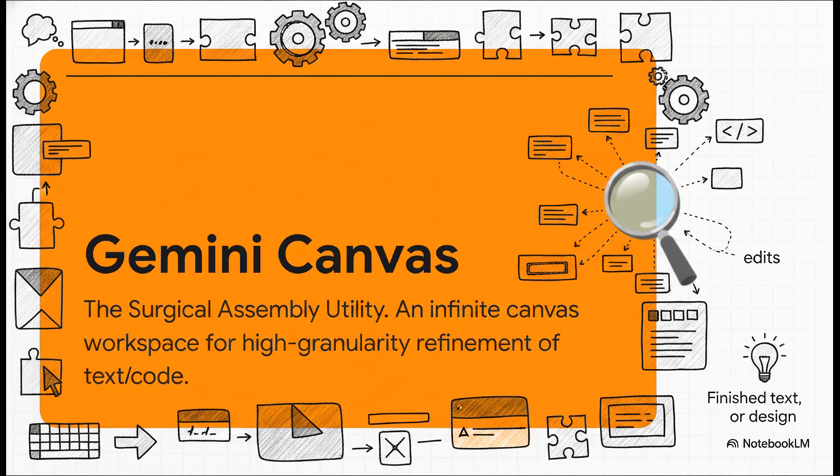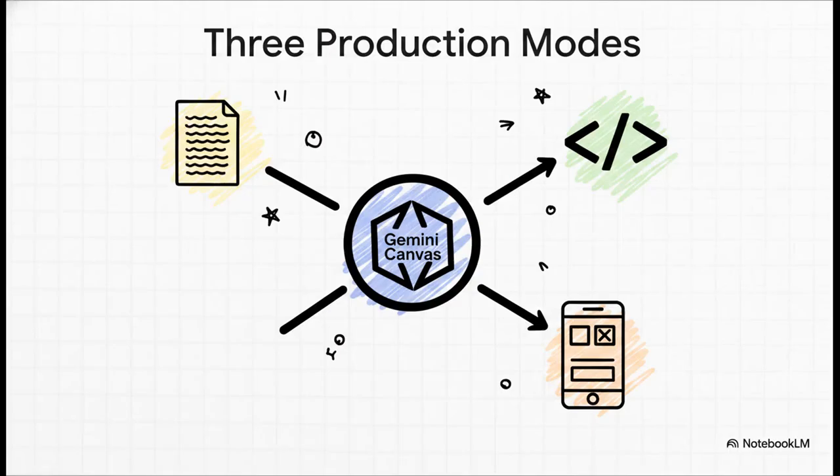So if Notebook LM is the warehouse where you gather all your raw materials, then Gemini Canvas, well, that's your assembly desk. This is the workshop where you do all those surgical edits we talked about. It's this incredible, infinite canvas where you can take raw ideas and really shape them with amazing precision, whether it's text, code, or design.